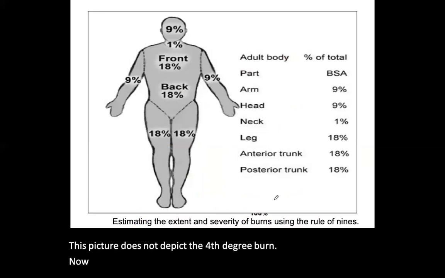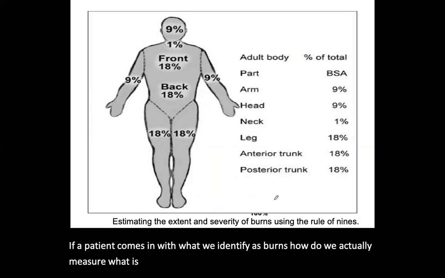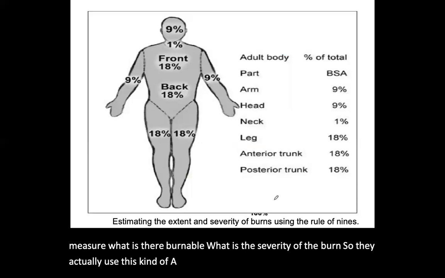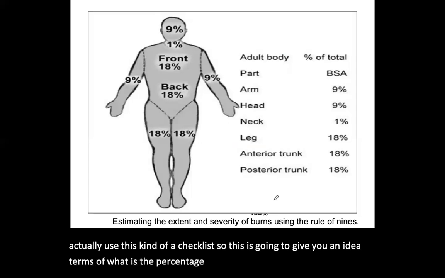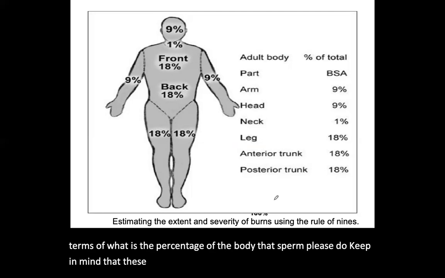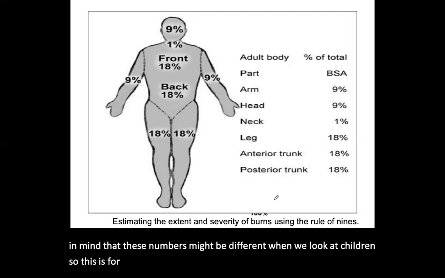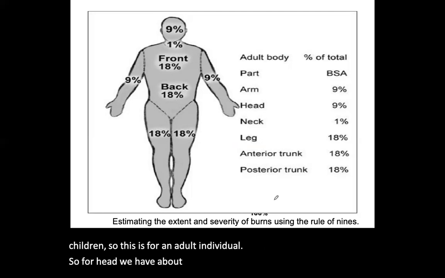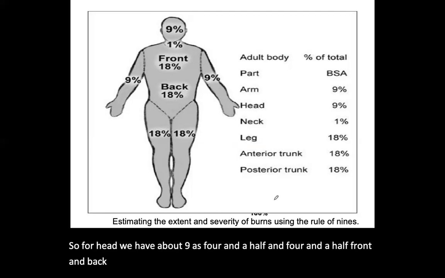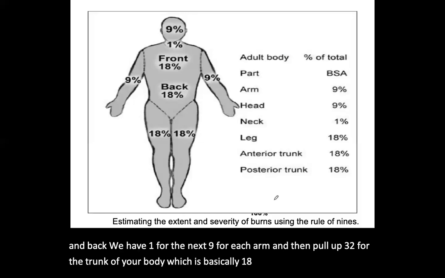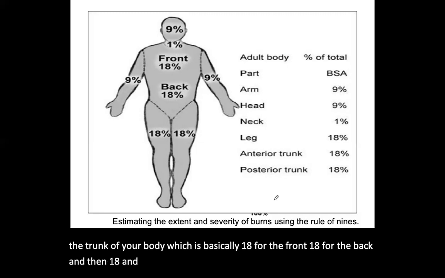Now, if a patient comes in with what we identify as burns, how do we actually measure the burn and what is the severity of the burn? So they actually use this kind of a checklist. This is going to give you an idea in terms of what is the percentage of the body that's burned. Please do keep in mind that these numbers might be different when we look at children. So this is for an adult individual. For the head, we have about 9%, that's 4.5 and 4.5 front and back. We have 1% for the neck, 9% for each arm, and then a total of 36% for the trunk of your body, which is basically 18% for the front, 18% for the back, and then 18 and 18 for each of your legs. So that adds up to a total of 100%.